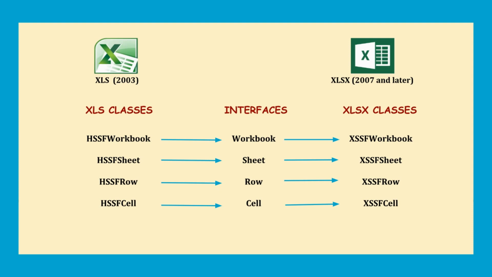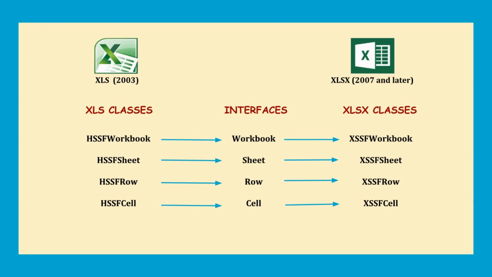So let's see what are the classes provided in order to use both of these Excel types. First, we will see the interfaces. There are 4 interfaces provided by the POI library. First one is Workbook, then Sheet, Row and Cell. Now we have corresponding classes to the interface. For XLS classes, we have HSSFWorkbook for creating the workbook, HSSFSheet for creating sheet in the workbook, HSSFRow for creating a row in a sheet, then HSSFCell for creating a cell in a row.